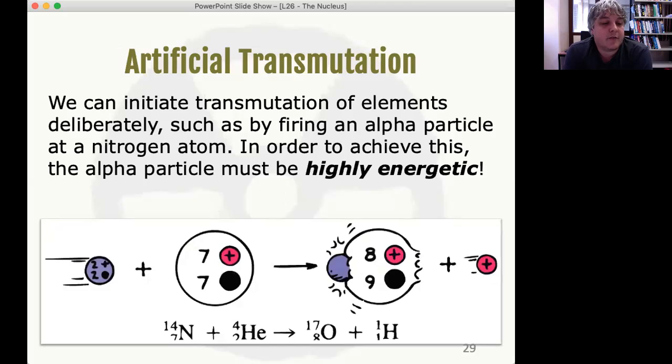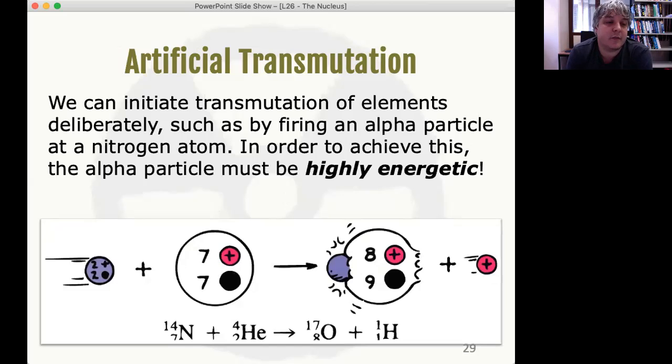As I mentioned, you can fire a helium particle into a nitrogen nucleus. If you do that and you get an oxygen nucleus and a hydrogen nucleus out, then you've changed the elements. You have changed nitrogen into oxygen through firing a helium nucleus at it. So we certainly can do that.